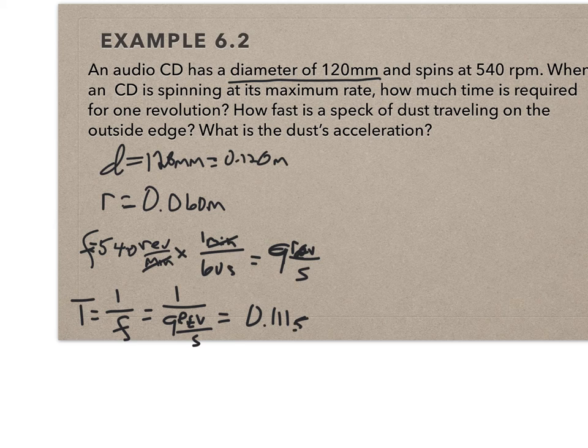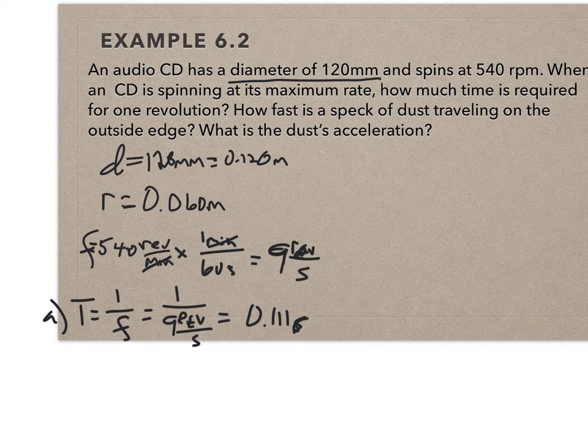And this is the opposite. Remember the example we had before, it took multiple seconds for it to do a revolution. Now we're talking about a revolution in less than 1 second. So a little bit different. So that's our part A done right there. Part B says, how fast is a speck of dust traveling on the outside edge?